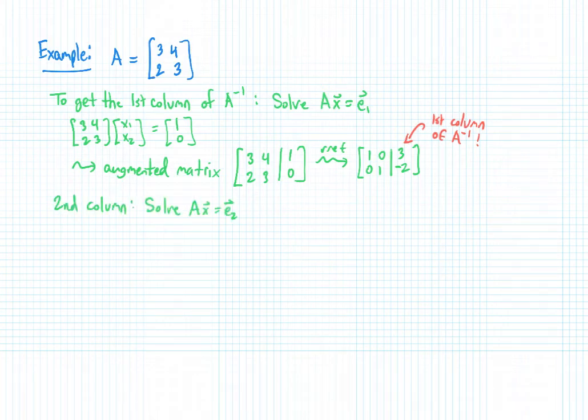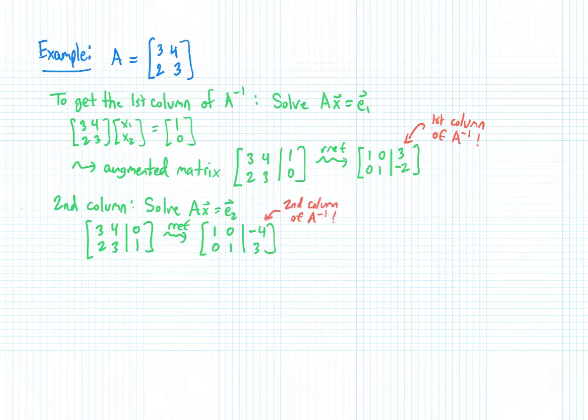And for the second column, we just do the same thing for E2. So that means you write down the augmented matrix with E2 on the right, you do Gauss-Jordan elimination, and the result is the second column of A inverse. So now we have the columns of A inverse, we can write down what A inverse is. And there it is, and remember that you can always double check that it works by multiplying A times A inverse.